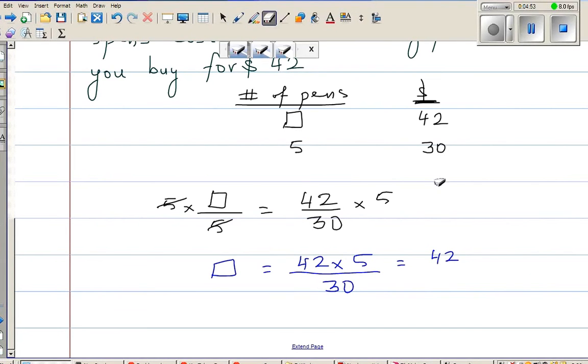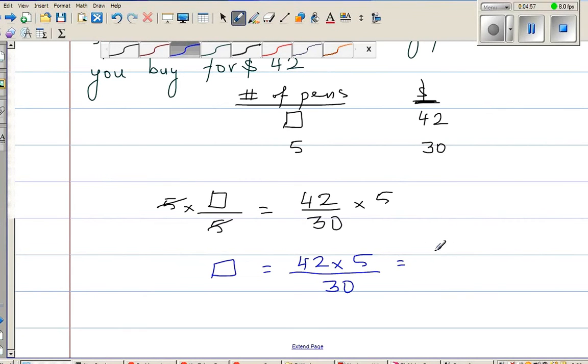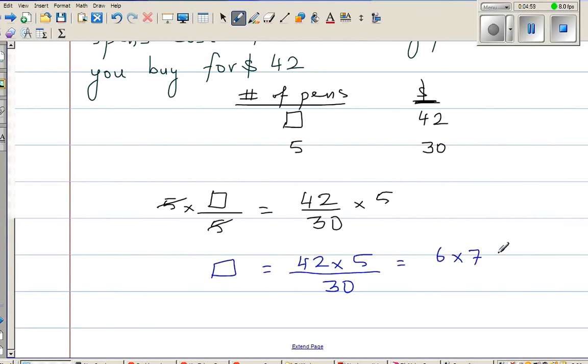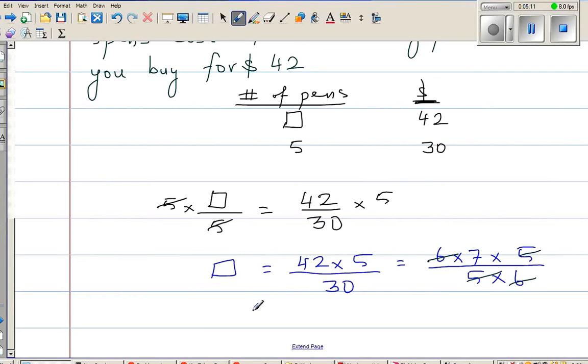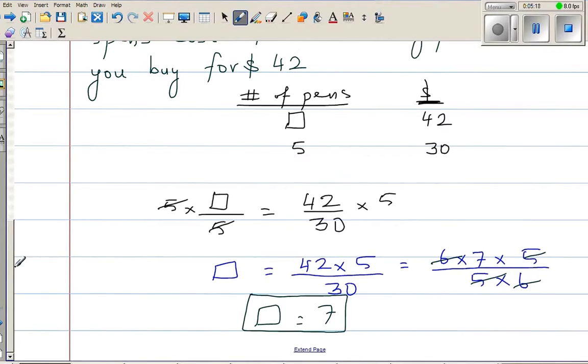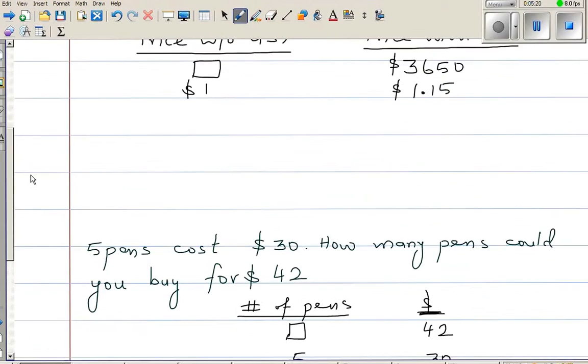So let me write 42. I want to do it without the calculator. So 42 is 6 times 7 times 5 over, this 30 is 5 times 6. So what can happen? This 6 and 6 get cancelled, 5 and 5 get cancelled. We already know the answer is 7. So you get 7 pens for $42. So keep this in mind and let us go back.